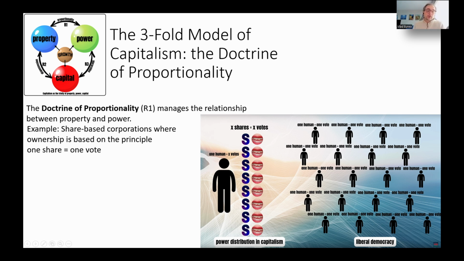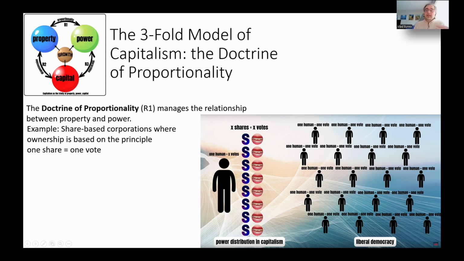If we compare this to liberal democracy, to the political sphere, we see that capitalism is not very democratic, because in the political sphere, we have the principle of one human equals one vote when we elect our political representatives. So the big difference is that the vote is linked to a person in liberal democracy, and in capitalism, a vote is linked to a share, not a human.